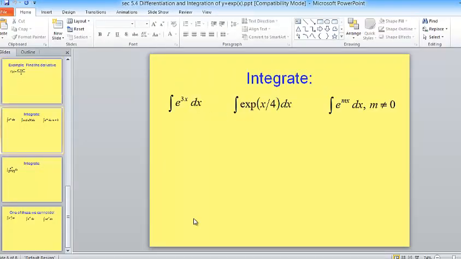Okay. Here's just a few to try, guys. We're going to do some antiderivatives. Well, I got to practice going the other way. So we're going to integrate e to the 3x dx. What technique do you think I'm going to need for all of these integrations?